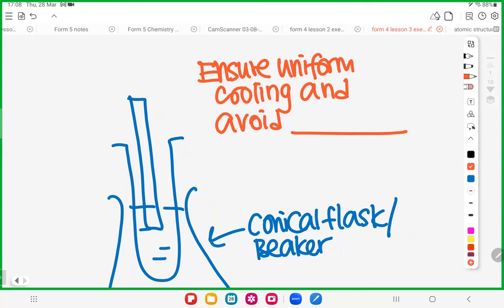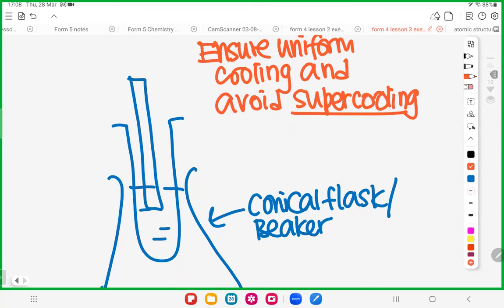Okay, very good. Super cooling process. Understand? We don't want super cooling process. Super cooling means the cooling process happened too rapidly, too fast. You want the cooling process to be slow and steady. Same thing with the heating process, we also want it to be slow and steady. It's called super cooling, not super freezing. There's no such thing as super freezing.